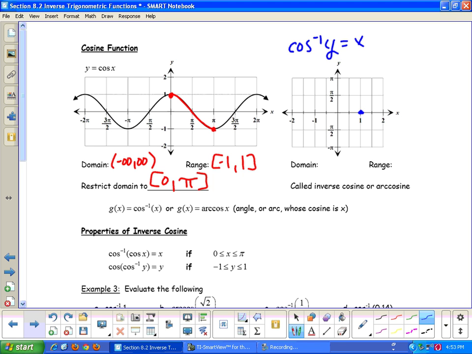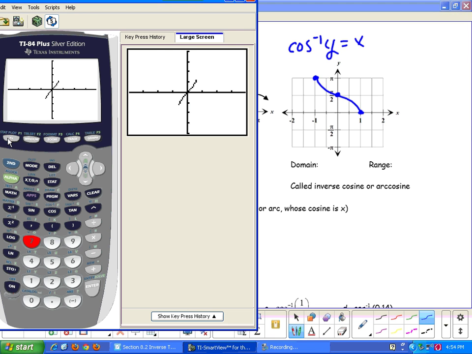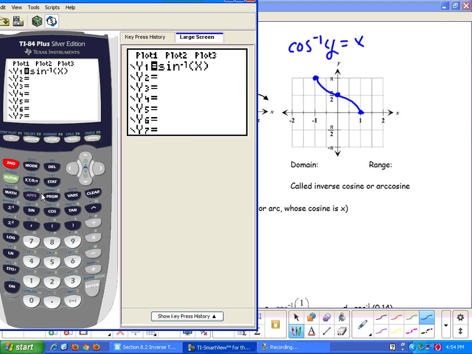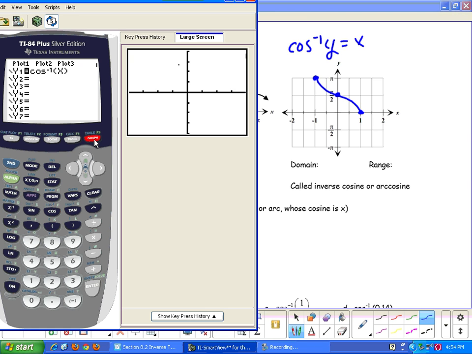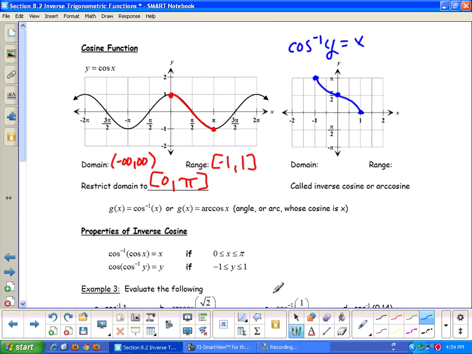If I have the point pi over 2, 0, I have the point 0, pi over 2. And if I have the point pi, negative 1, I have the point negative 1, pi. So my graph is going to look something like this. And even if you were to go to your graphing calculator, you could confirm it. If I do cosine inverse and hit graph, notice that's what my graph looks like. So this is my inverse function.